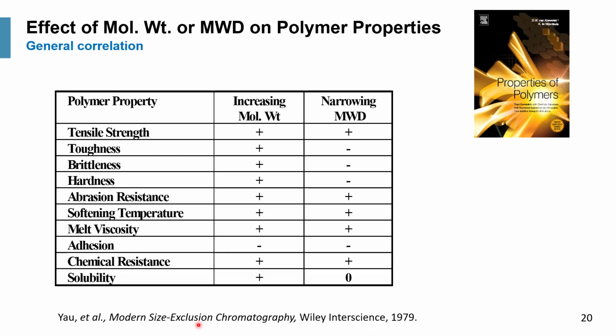In this table, which is derived from this book chapter by Yau et al. in 1979, demonstrating some of the effects of molecular weight and molecular weight distribution on polymer properties, such as tensile strength, toughness, hardness, melt viscosity, adhesion, and solubility, shown here. So these are important for plastic processing.